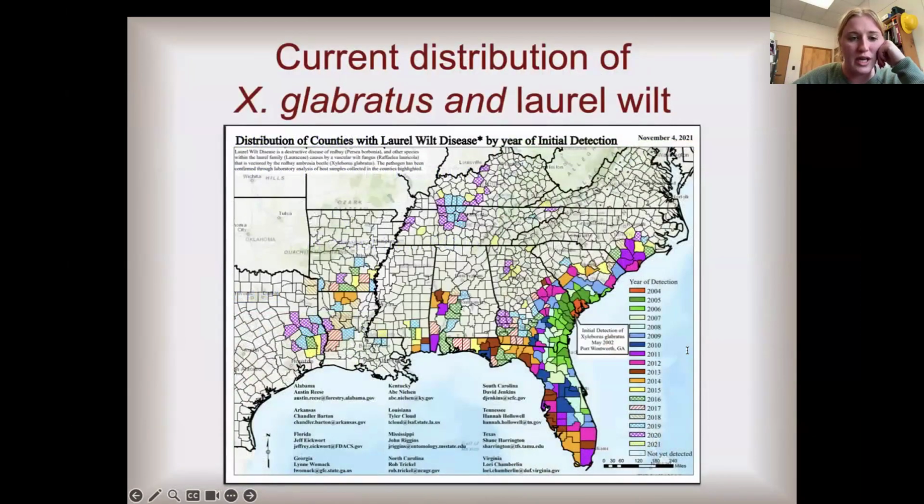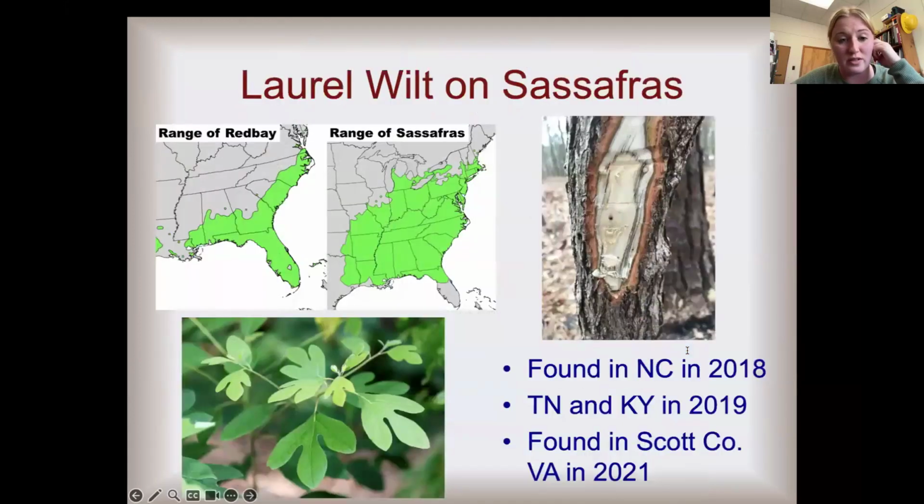This is the current distribution of the laurel wilt and the ambrosia beetle. You can see that it has spread since 2002, and it's actually spread up into Tennessee and Kentucky, which is not the sandy soils that I was talking about. Where you're not seeing the red bay, it can also infest sassafras. So this is where they're seeing laurel wilt on sassafras. It's been found in North Carolina, Tennessee, and Kentucky, and actually in Scott County, Virginia in 2021.